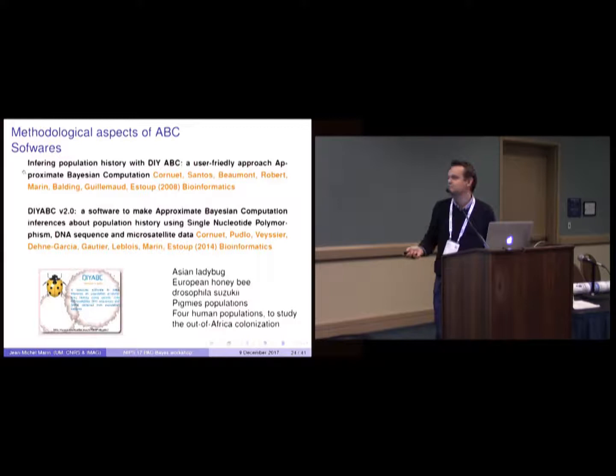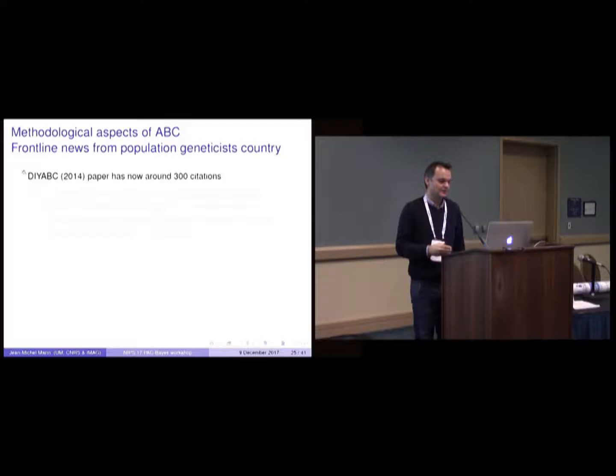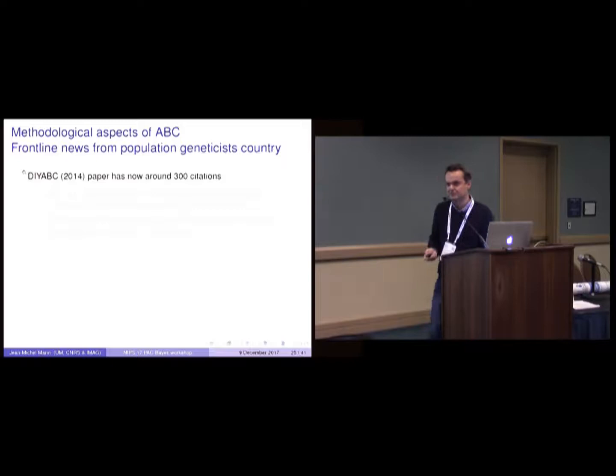Okay, let me give some frontline news from population geneticist country, and I can do that because we have a lot of feedback from molecular ecologists who use the DIYABC. The second version of DIYABC was published in 2014 and has now around 300 citations, so we have a lot of feedback on how it works, and who works and who is not working well.